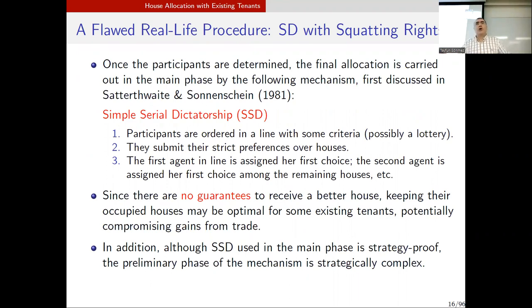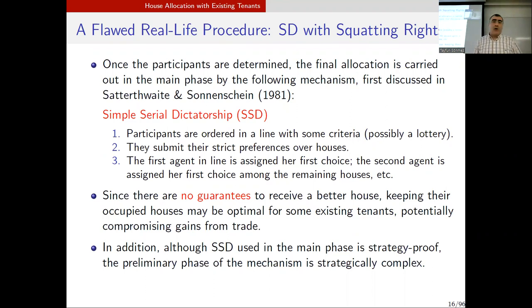What do you do? You sequence all participants in a queue in some way, maybe with a lottery, maybe based on exam scores, whatever. Agents submit their strict preferences over houses, and then the first agent in the line is assigned to her first choice, the second agent is assigned to her first choice among remaining houses, and so on and so forth. So serial dictatorship is a very powerful idea. It embeds some sort of normative idea, right? It has this idea of a priority list, and priority list ideas are very potent in many different settings.